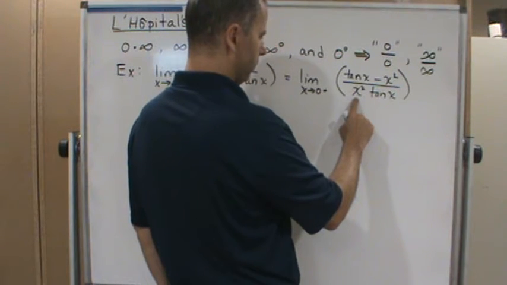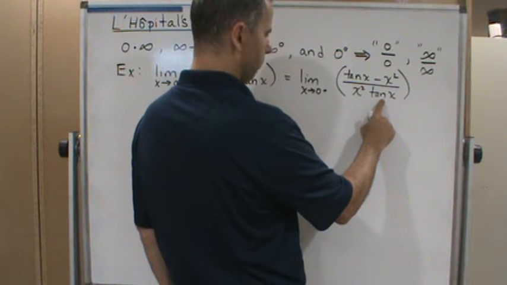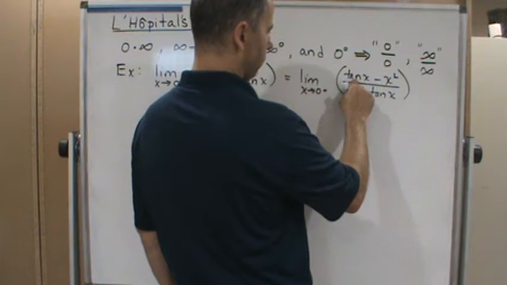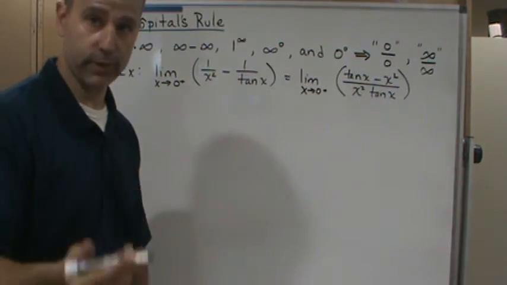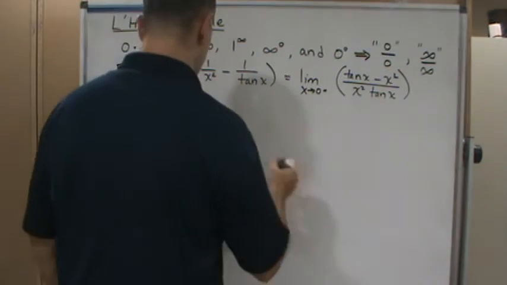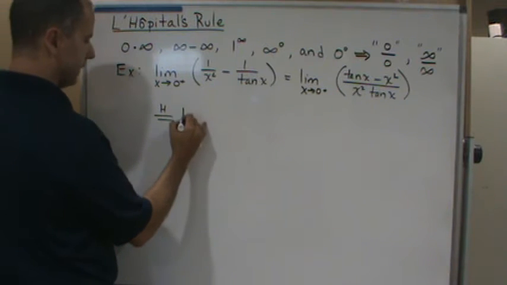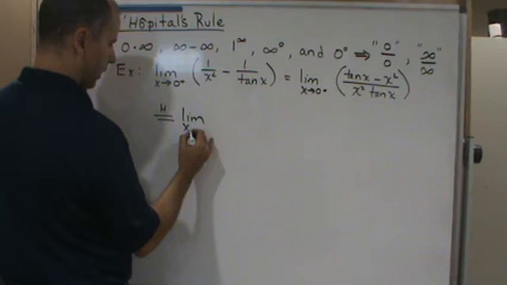And so now what happens here? This goes to 0. This goes to 0. So this is 0. Tangent is 0. This goes to 0, so this goes to 0. So now I have the indeterminate form 0 over 0. So now I can use L'Hopital's rule. So now, by L'Hopital's rule, I can take the limit of the quotient of the derivatives, right?